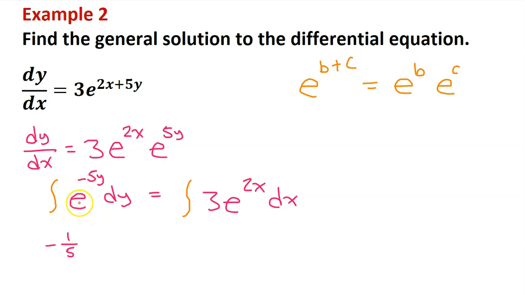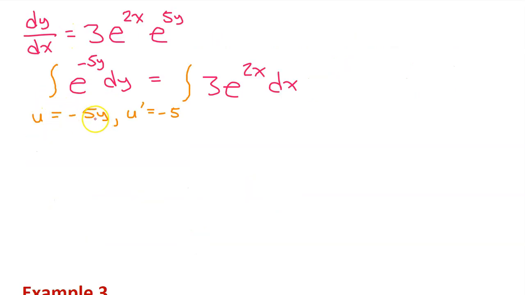Other than that, I'm thinking, what's the antiderivative of e to the u? Well, it's just e to the u, e to the negative 5y. We will save the plus c for the other side. For those of you who are not comfortable with mental u substitution, I'm going to go back and show it.